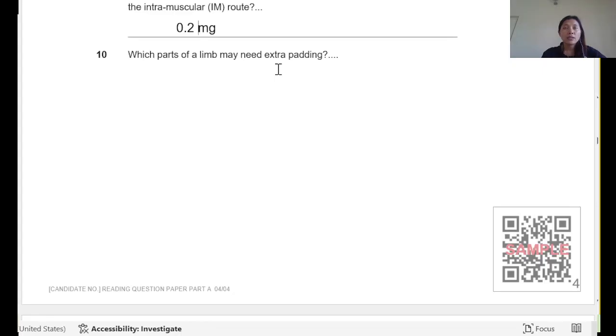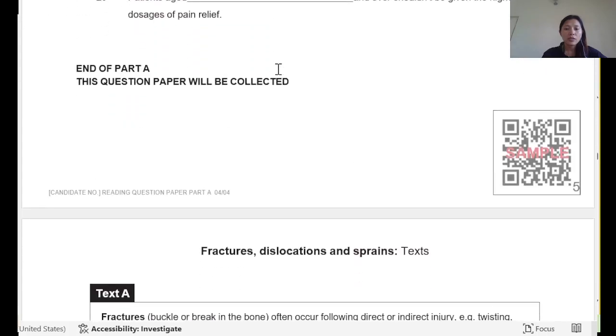Again, extra padding, where is that? We have seen it in two sections, right? Either text B is talking about management, or text D is a technique. So you should go to these two. In my case, I will go with these two. I don't go with text A or text C. I will not waste time, so I will jump like this.